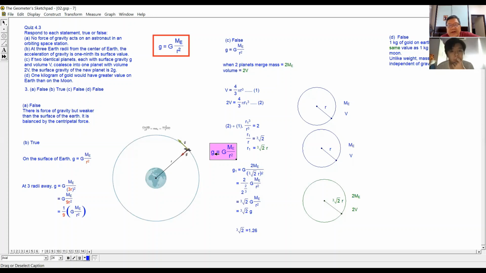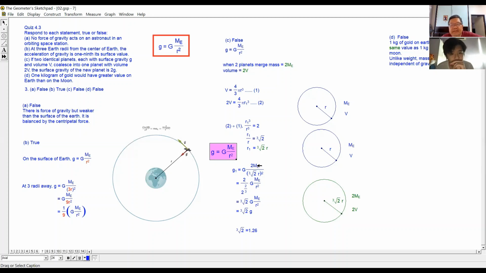Okay, this one. So the g becomes the g for the new planet. So I don't want to put down g, I put there g1. This one is for the old planet, and this one is for the new planet. Then the capital G is a universal constant, so it is the same. Now we come to the mass. The mass is ME for the old planet, but the new planet is 2 ME.